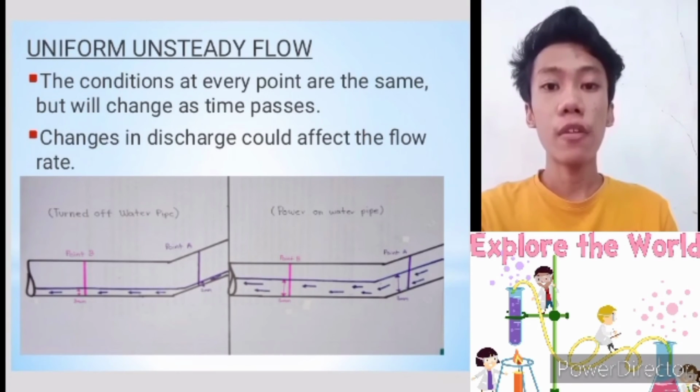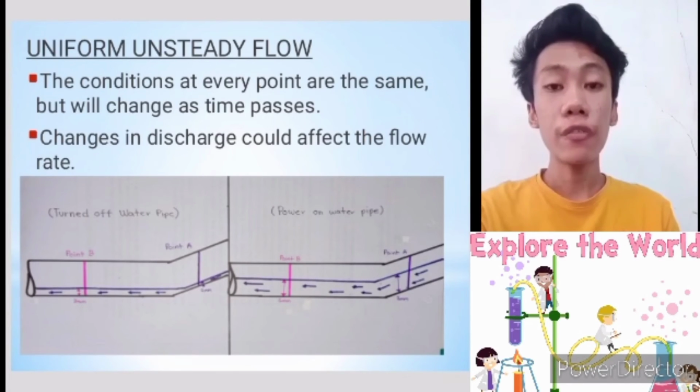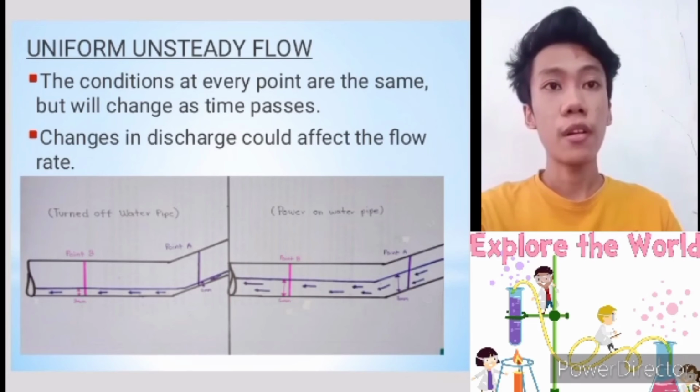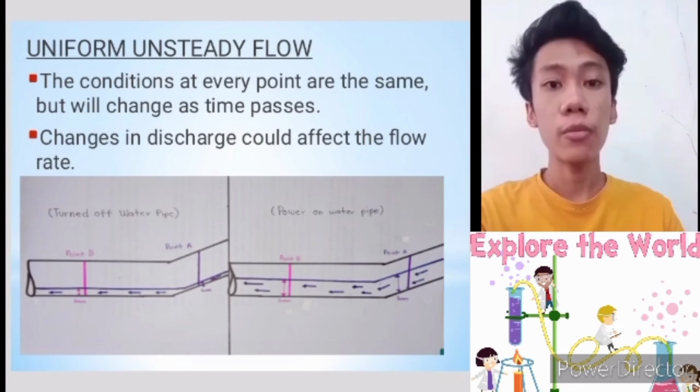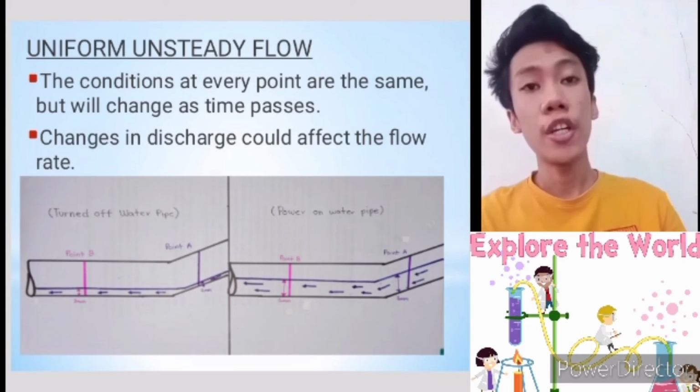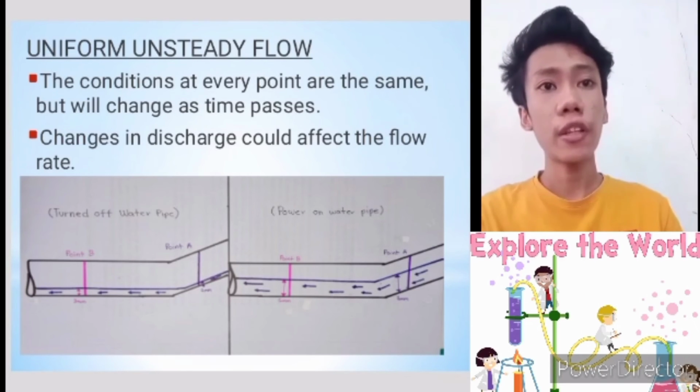So we have two types of unsteady flow, the uniform unsteady flow and the non-uniform unsteady flow. First is the uniform unsteady flow. In uniform unsteady flow, the conditions at every point are the same but will change as time passes. Changes in discharge could affect the flow rate. So we have an example here, a turned off water pipe.